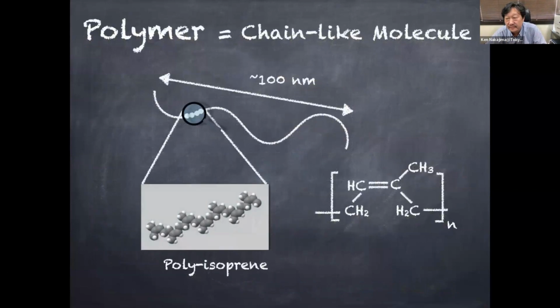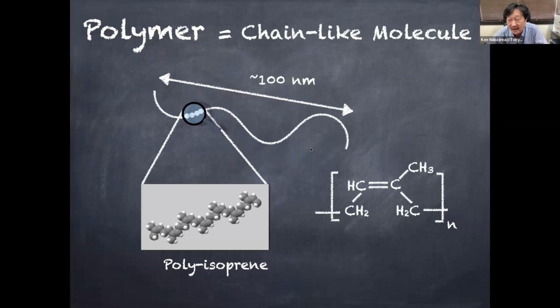Now we start to talk about polymers. And as introduced by Professor Ogisawa, a polymer is a kind of chain-like molecule. So the small molecules get hand in hand and form this type of string-like, chain-like structure. And finally, the length of the polymer chain becomes like 100 nanometers or even goes beyond 1 micrometer. Such a long molecule.